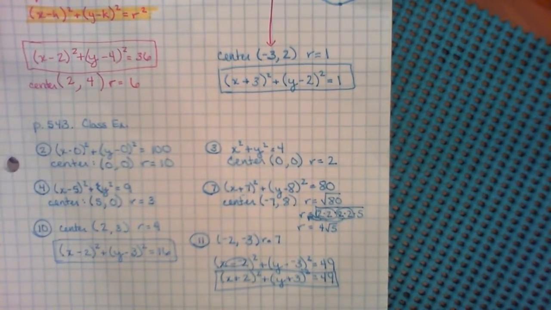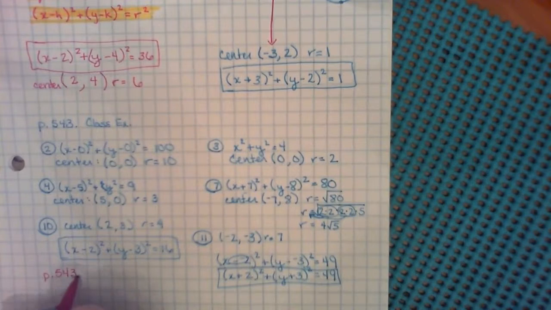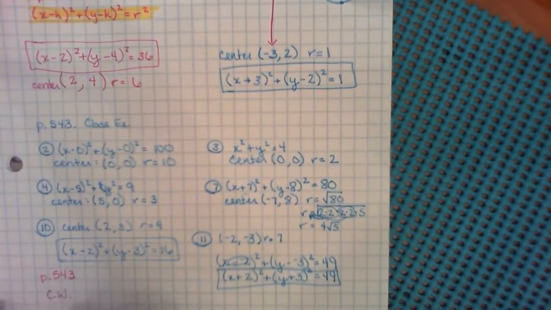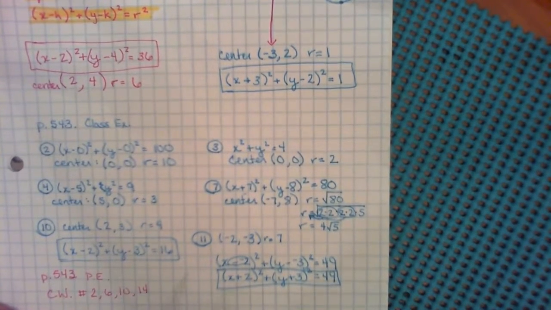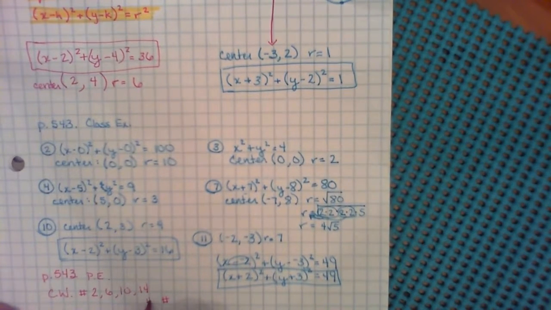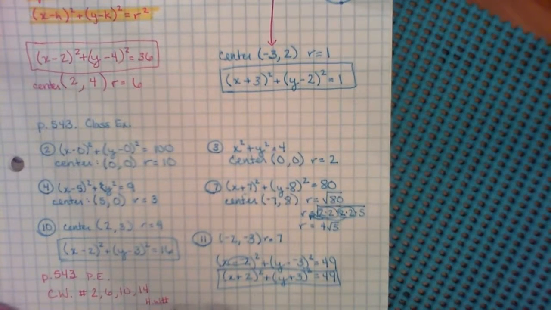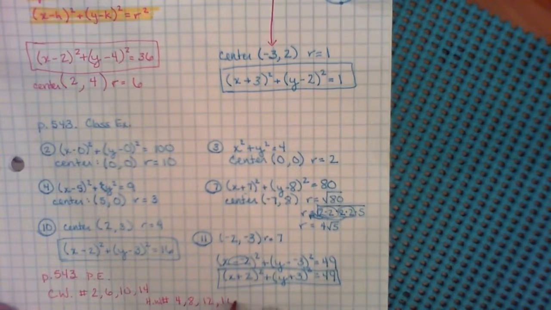Which leads us to the really hard part. Still on page 543, your classwork is practice exercises. You've graduated a little bit. Numbers 2, 6, 10, and 14. And then your homework, same practice exercises, numbers 4, 8, 12, and 16.